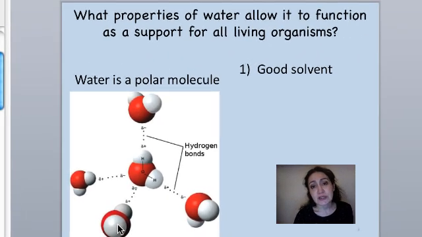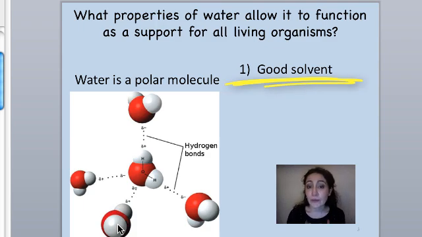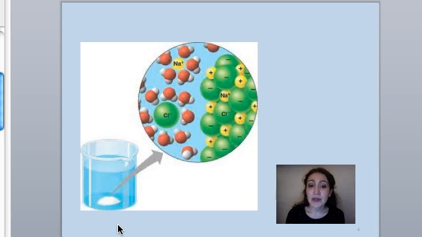The first property I want to talk about is that water is an excellent solvent. It's a really, really good solvent. And this simply means that water is good at dissolving things. This is an example of salt, sodium chloride, that's actively being dissolved in a beaker full of water, where the green and the yellow represent sodium chloride, and the red and the white represent the water molecules that are slowly chipping away at the sodium chloride.